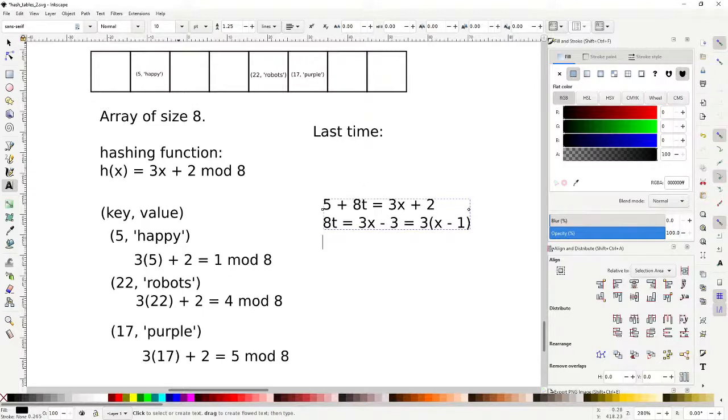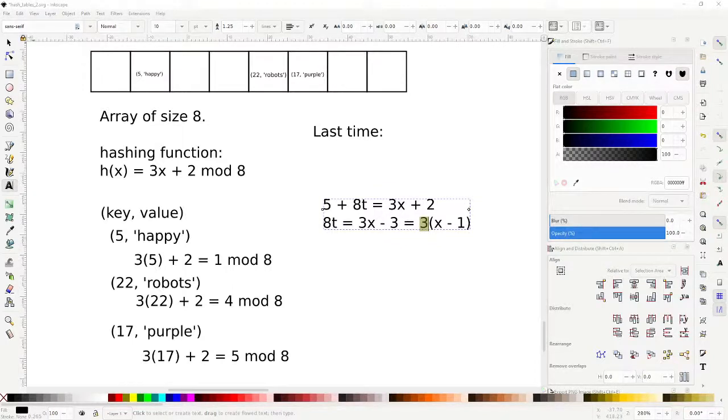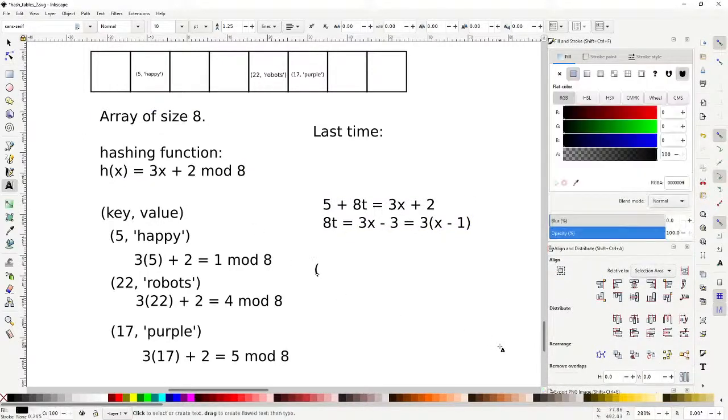Well, this is co-prime, so I think 27 maybe, right? Because 27 minus 1 is 26. Wait, what? No. But that's not divisible by 8. Let's try 25, because 25 minus 1 is divisible by 8. There we go. Okay. Times 3, so we got 72. Okay. All right. I know that was all kind of a bit of an aside, but I'm calculating a value that will hash into the right place. I'm trying to have a conflict with 17 purple, right?